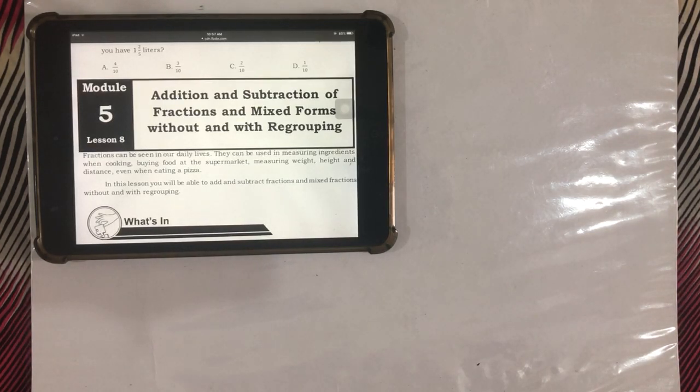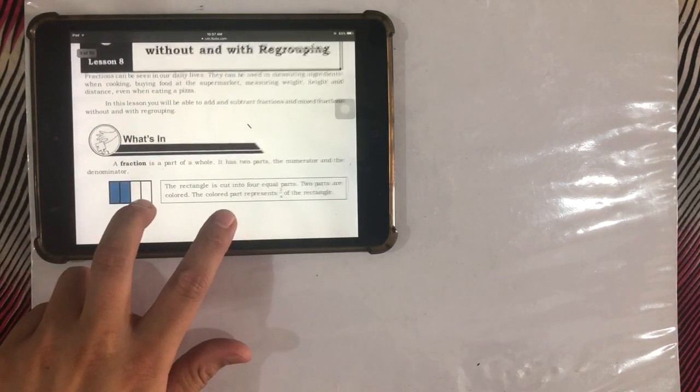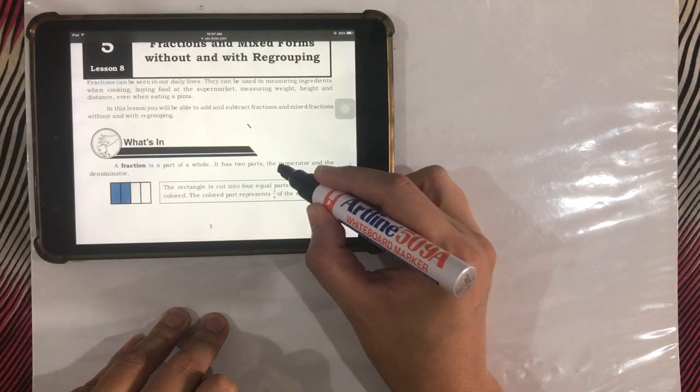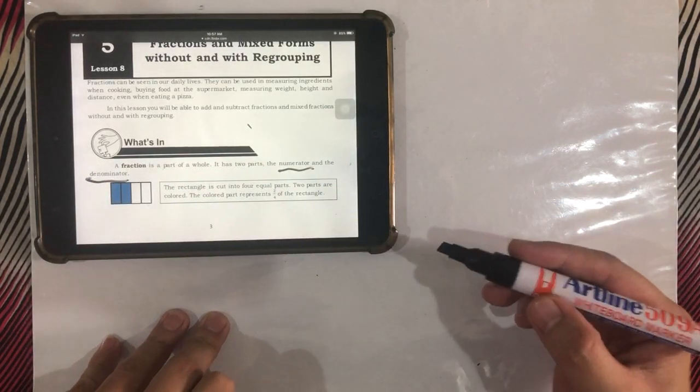Module 5 na tayo. The topic is about addition and subtraction of fractions and mixed forms without and with regrouping. So, fraction daw. So, ano ba yung fraction? Sabi, a fraction is a part of a whole. It has two parts, the numerator, and the other one is the denominator.